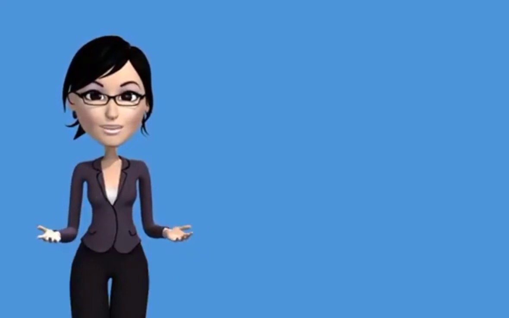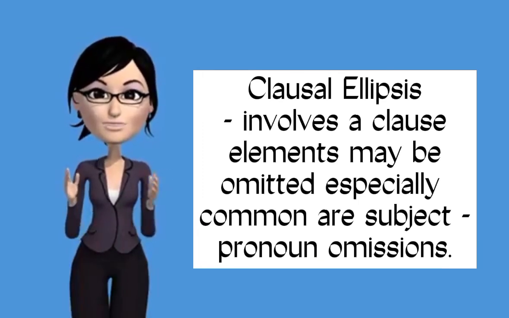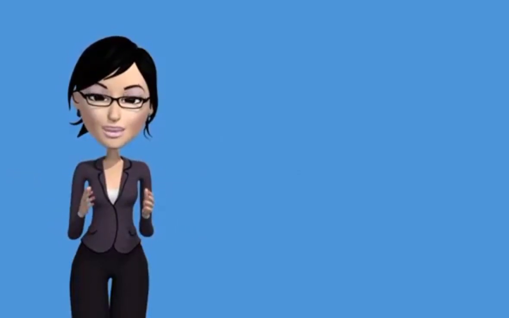Thirdly, we have clausal ellipsis. Clausal ellipsis involves clause elements that may be omitted. Especially common are subject pronoun omissions. Whole stretches of clausal components may also be omitted.